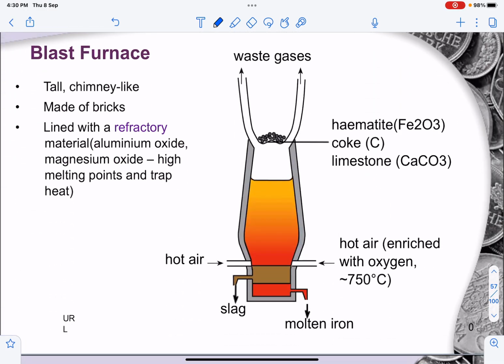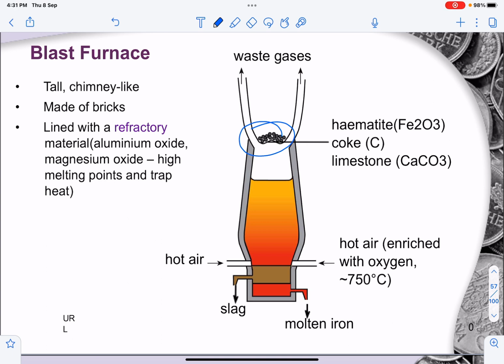So in order to extract this from the ore, we tend to actually use a blast furnace. This is a very tall chimney-like structure that is made of many bricks, and it has a lot of refractory materials that help to trap the heat. So where do we usually put the raw materials? We tend to put them at the top: the hematite, the coke, which is also carbon, then of course the limestone.